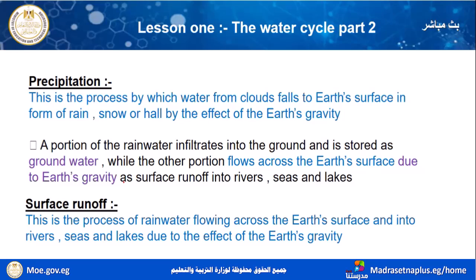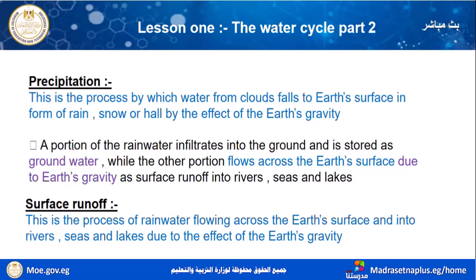So a portion of the rainwater infiltrates into the ground and is stored as groundwater. And we said that by the effect of gravity, when water reaches the earth's surface, surface runoff starts, and water will run on the earth's surface. This is called surface runoff. And if the rocks contain cracks or pores, then water will enter the earth's ground and form groundwater.